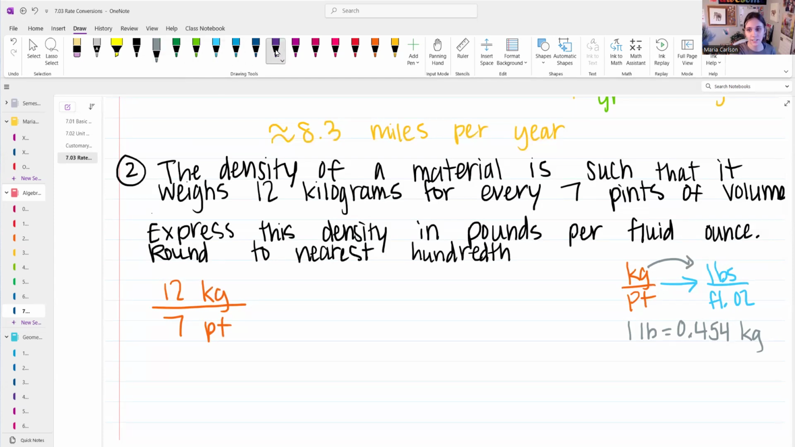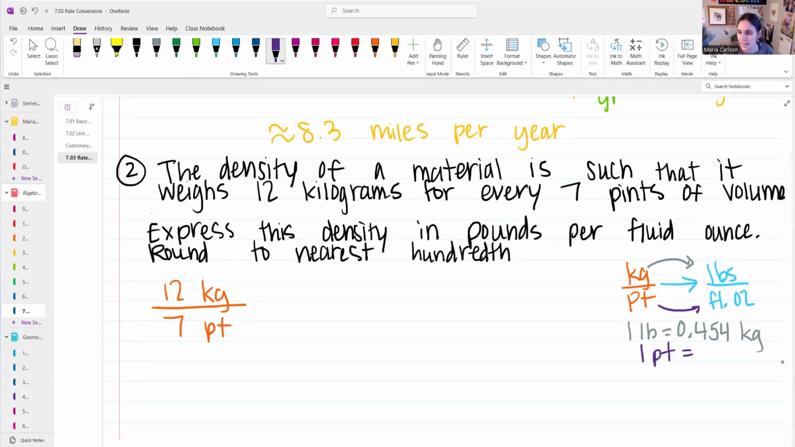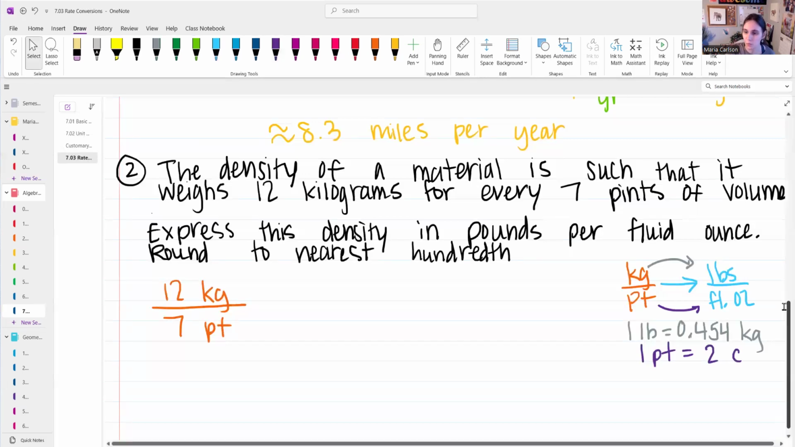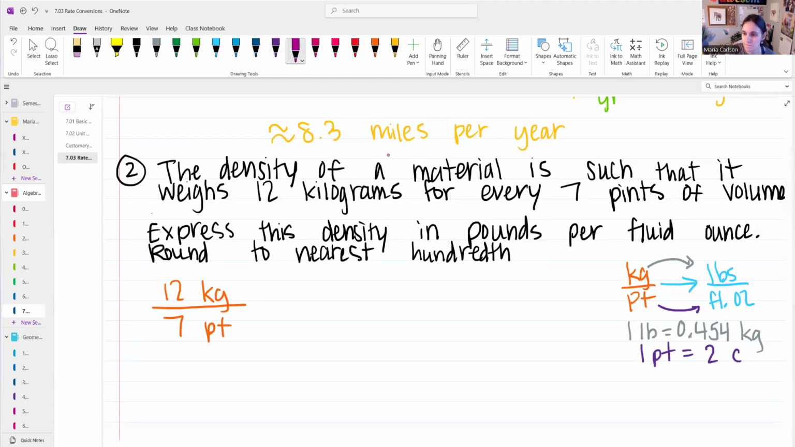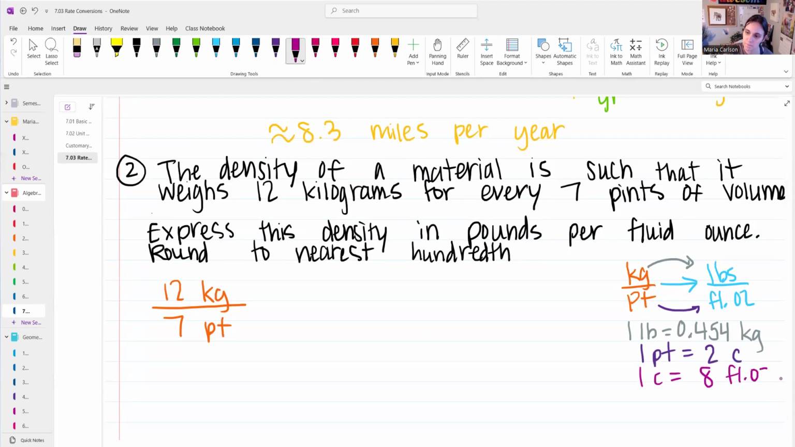And then I need to convert pints into fluid ounces. And I'm going to have to build up, from fluid ounces to pints, break pints down into fluid ounces. So let's think about this. 1 pint, the next smallest unit of measurement is a cup. So 1 pint is 2 cups. And then I know that 1 cup is 8 fluid ounces. So these are all of the conversion factors that I will be using.